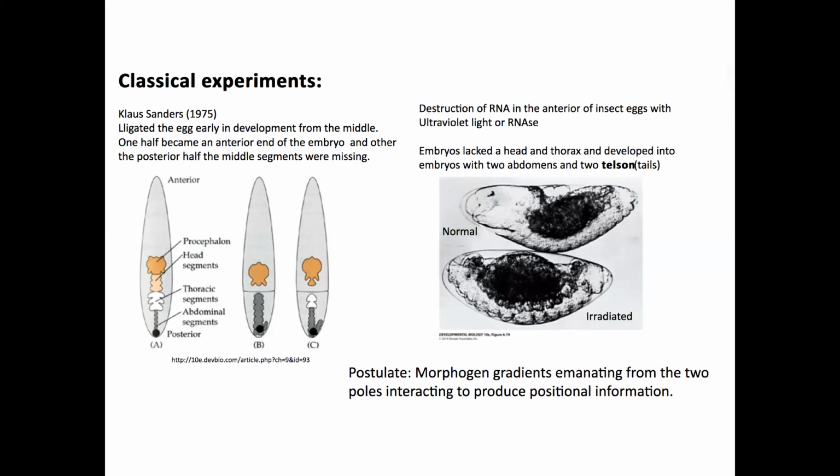This led to the hypothesis that perhaps in developing eggs, different RNAs are sequestered at the two ends, anterior and posterior, whose gradients generate the information that gives the cells in those regions their identity of being either anterior or posterior.